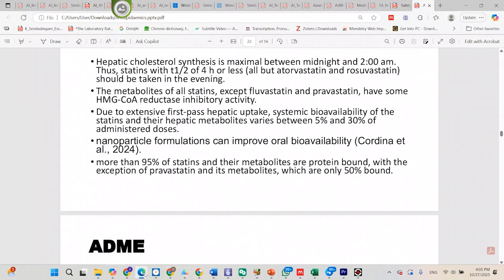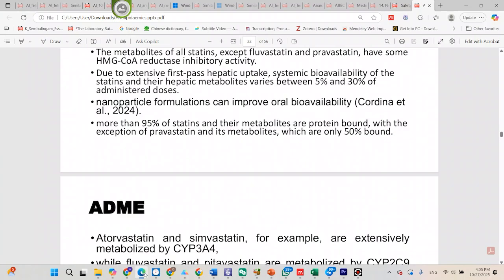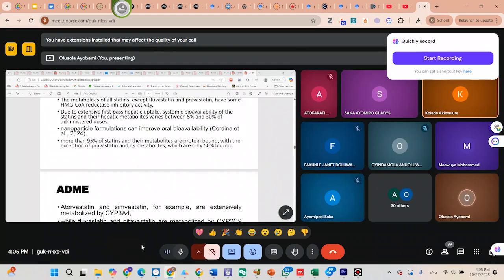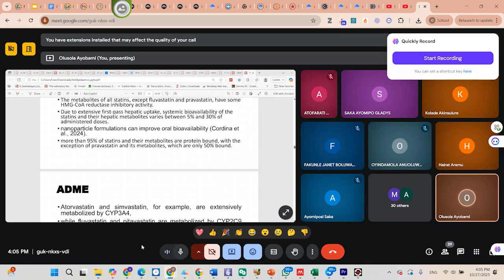Colade, yes, I'm listening. You have the floor. The amount of drug available at a particular part of the body at a particular time. Partially, I will accept that, but not totally. Sir, the amount of drug that reaches systemic circulation. Okay, I will also accept that, but not totally. At least maybe 75%. Any other person? Yeah, Omotosho, go ahead.